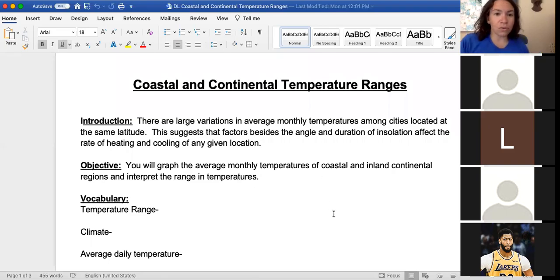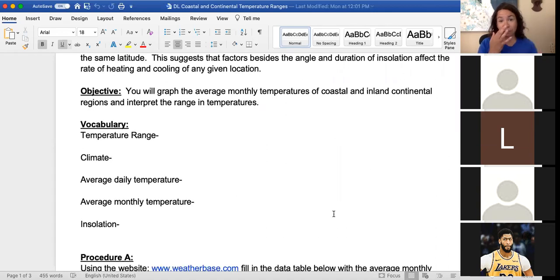Okay, so with the coastal and continental temperature ranges lab, the graph is the first part of it, and your discussion questions are going to be based on the graph.